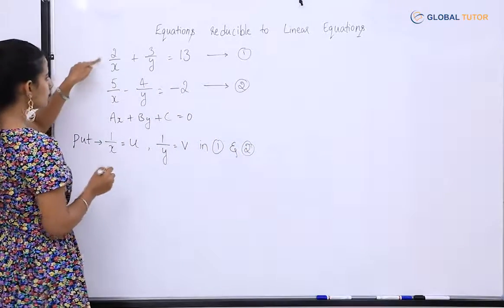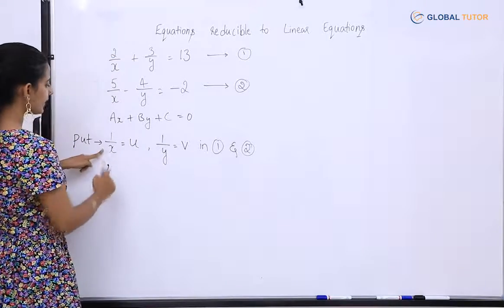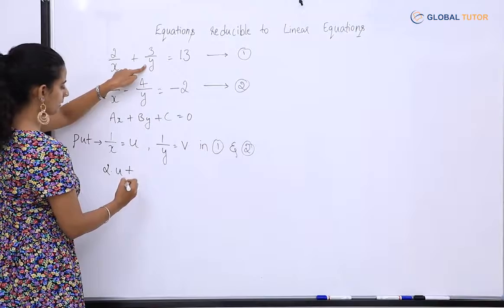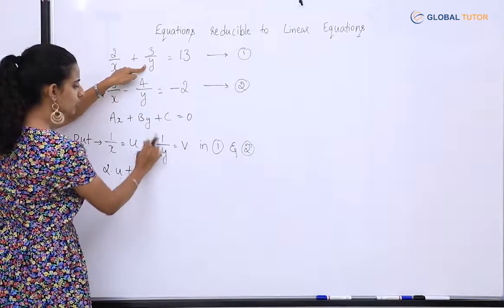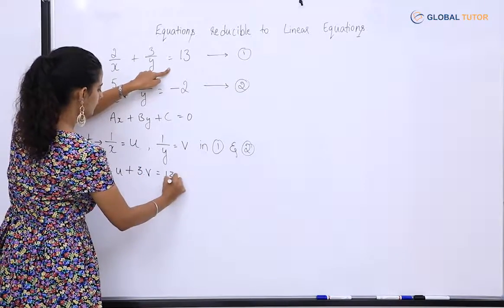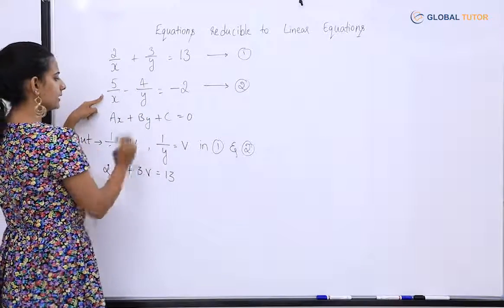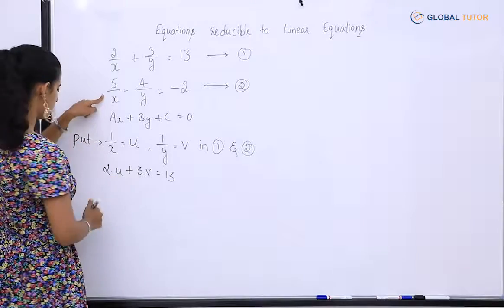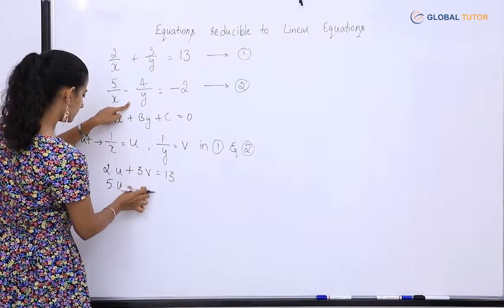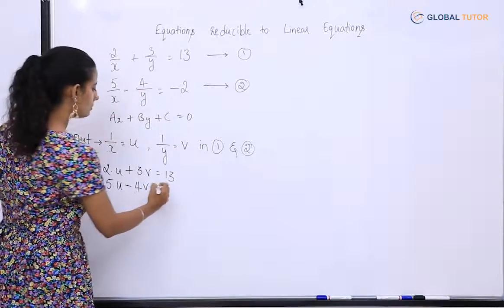So what do we get? 2 into 1 by x will be u plus 3 into 1 by y. So we are going to write it as 3 into 1 by y is v is equal to 13. Now similarly, in the second equation also we are going to replace 1 by x and 1 by y as u and v respectively. So we are going to write 5u minus 4v is equal to minus 2.